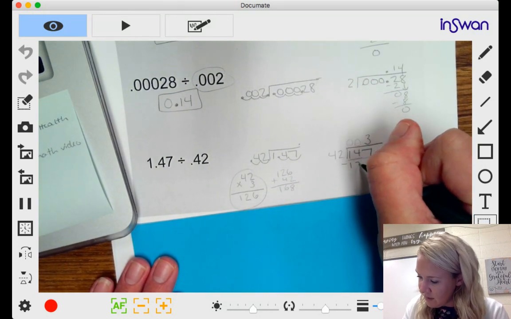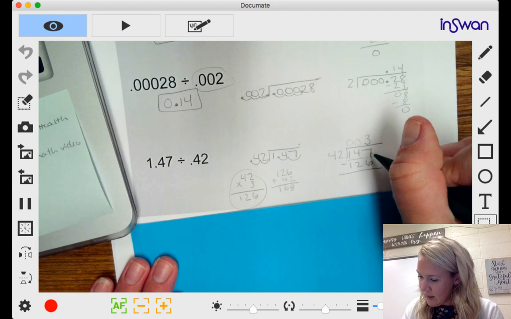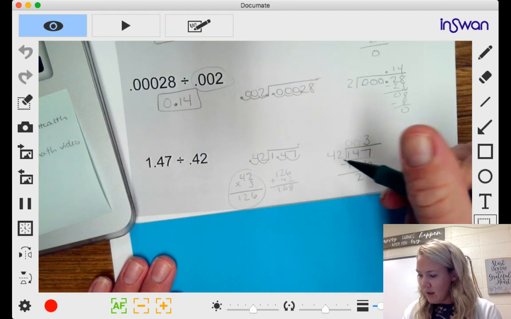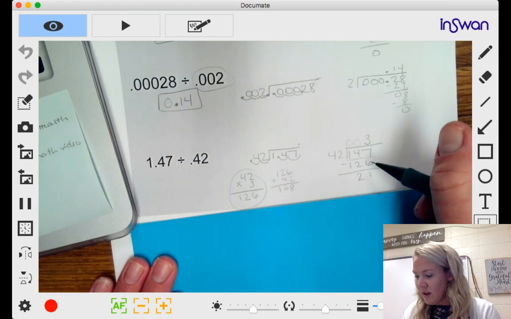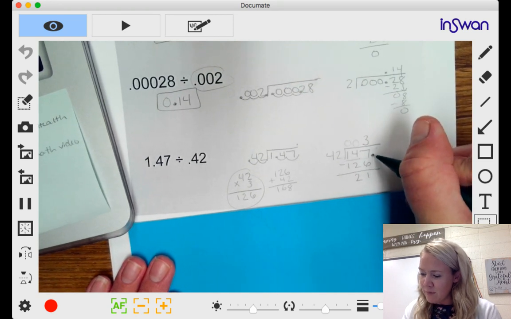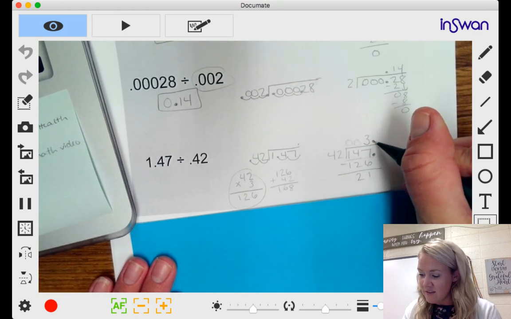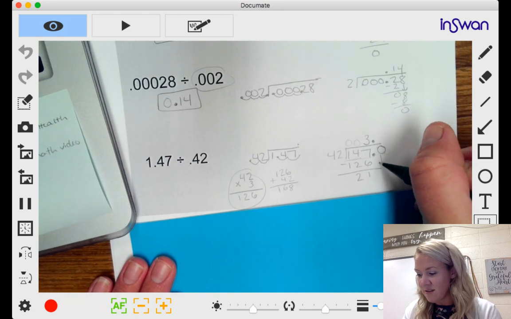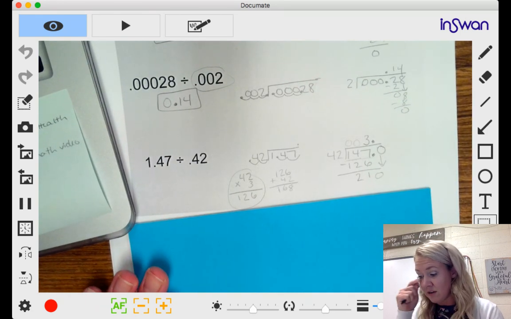147 minus 126. I only have 21 left over, so that's good. There's nothing else for me to pull down. This is where sometimes we have to think about where that decimal was. We can add zeros, and we can keep adding them if we need to.